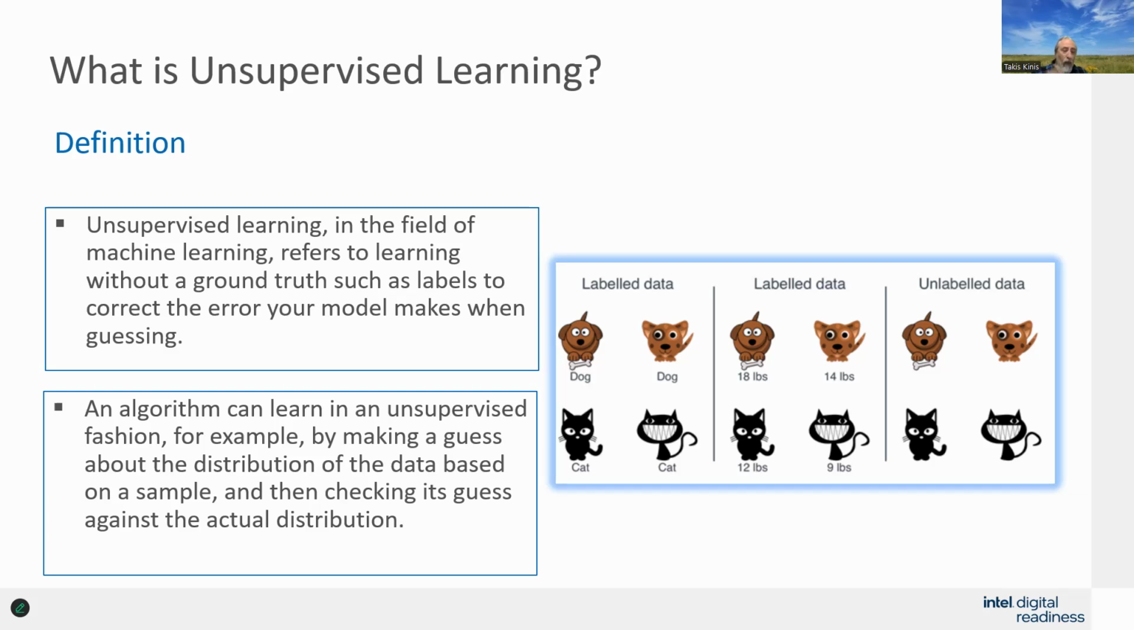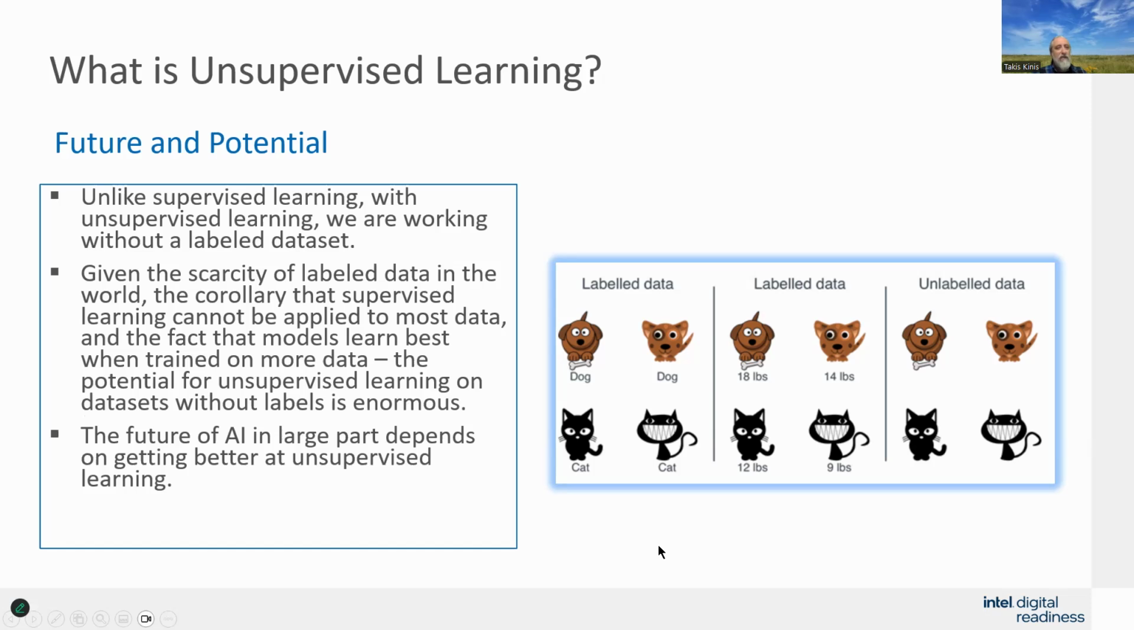So we can still apply algorithms, though. This is what's interesting about this. To make a guess, it says, about the distribution of the data based on a sample, then checking its guess against the actual distribution, right? So then you can compare, like, well, I have this piece of information and this piece of information that I've processed, and this piece of information is like this new piece of information or the old piece of information. We're looking for correlations. It says, unlike supervised learning, we're working without a labeled data set.